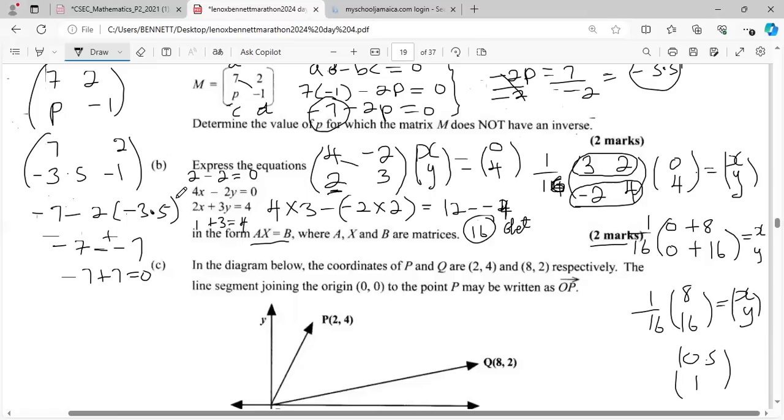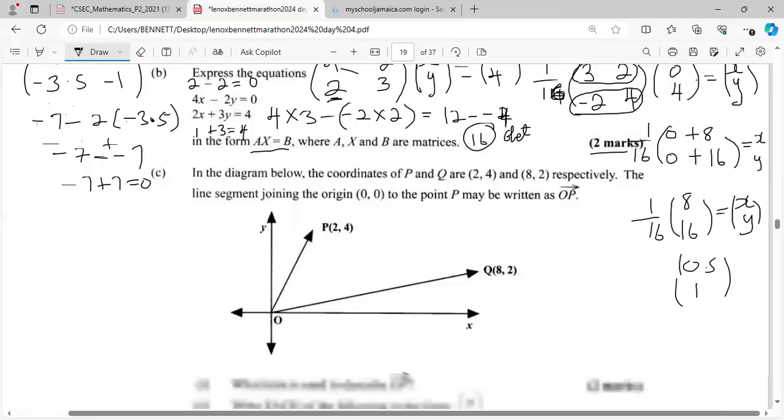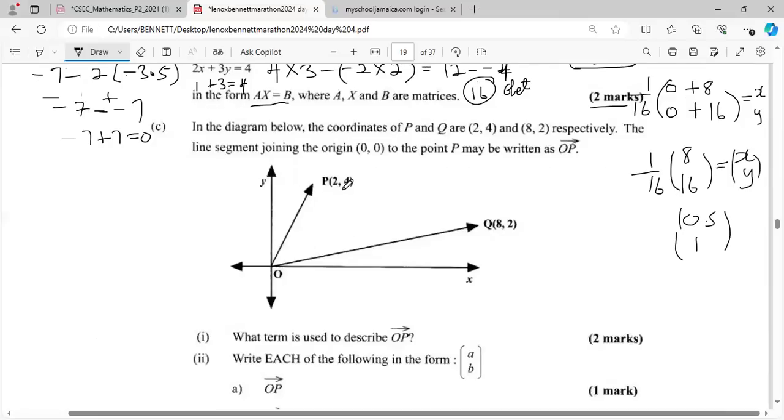All right. So let's see if we can complete the other one now. My board gets so crowded, guys. All right. Let me clear it. Do this one, and then we can clear it. It says the diagram below, the coordinates of P and Q are 2, 4, and 8, 2 respectively. The line segment joining the origin to the point P may be written as OP. So basically, they're just telling us that this is coming from the origin. It's a position vector where you start at 0, 0.